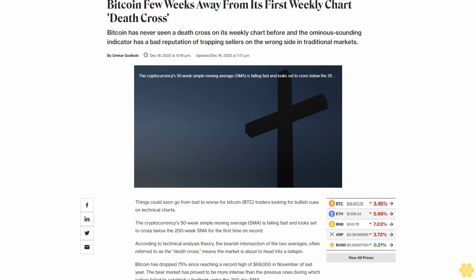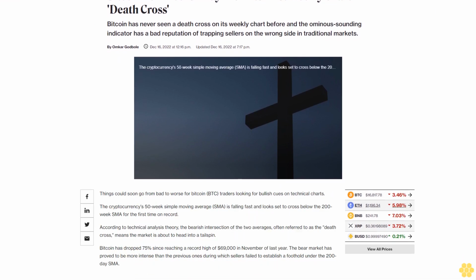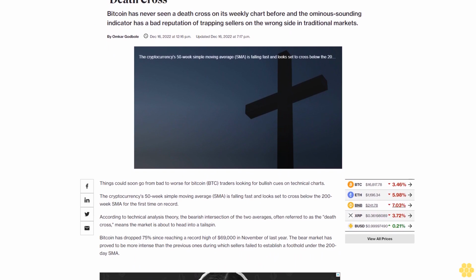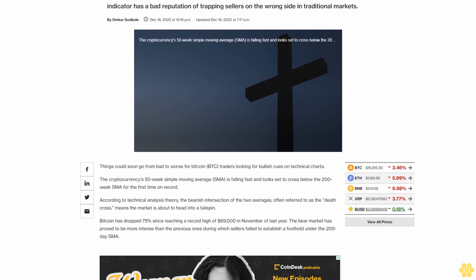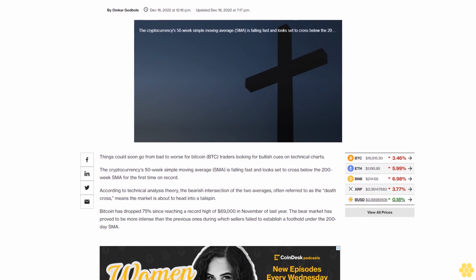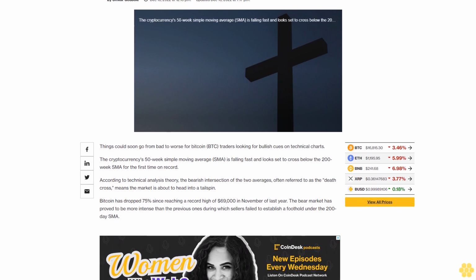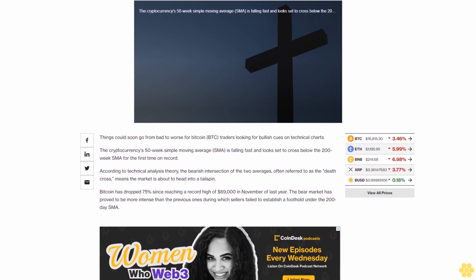Bitcoin is a few weeks away from its first weekly chart death cross. Bitcoin has never seen a death cross on its weekly chart before, and the ominous sounding indicator has a bad reputation of trapping sellers on the wrong side in traditional markets. Things could soon go from bad to worse for Bitcoin, BTC, traders looking for bullish cues on technical charts.